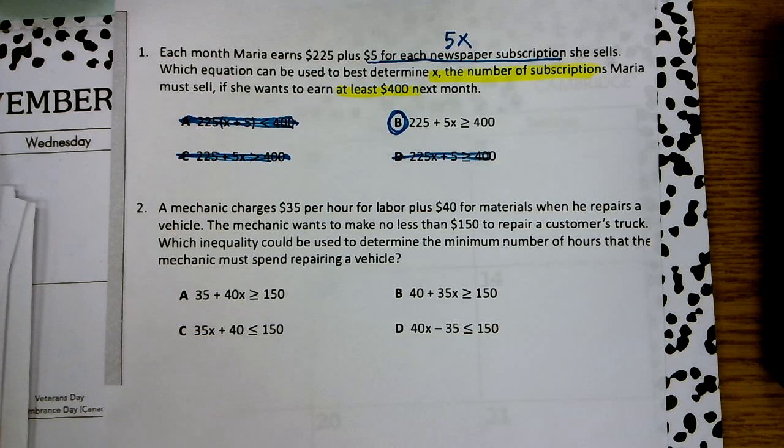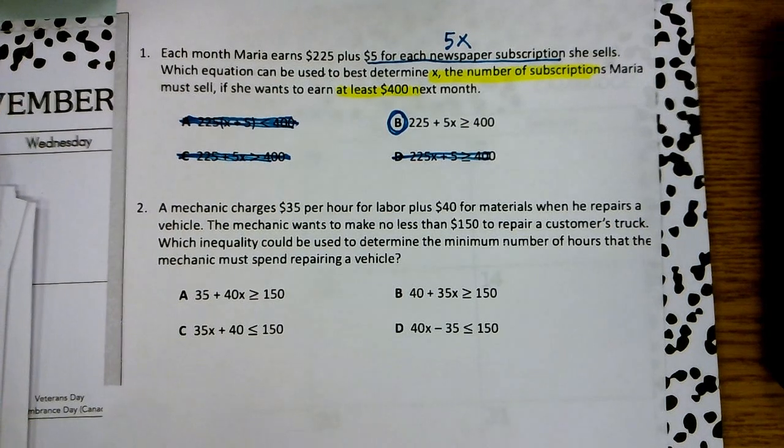Number 2, a mechanic charges $35 per hour for labor plus $40 for materials when he repairs a vehicle. The mechanic wants to make no less than $150 to repair a customer's truck. Which inequality could be used to determine the minimum number of hours that the mechanic must spend repairing the vehicle?